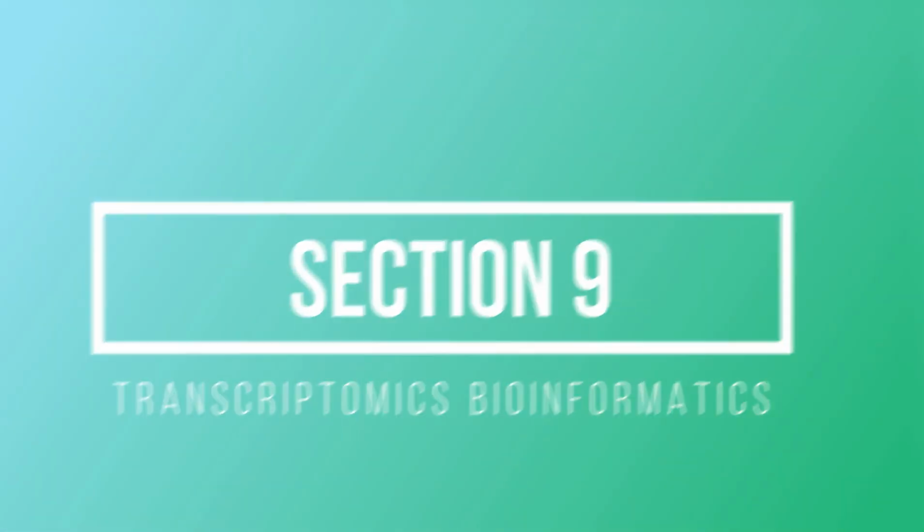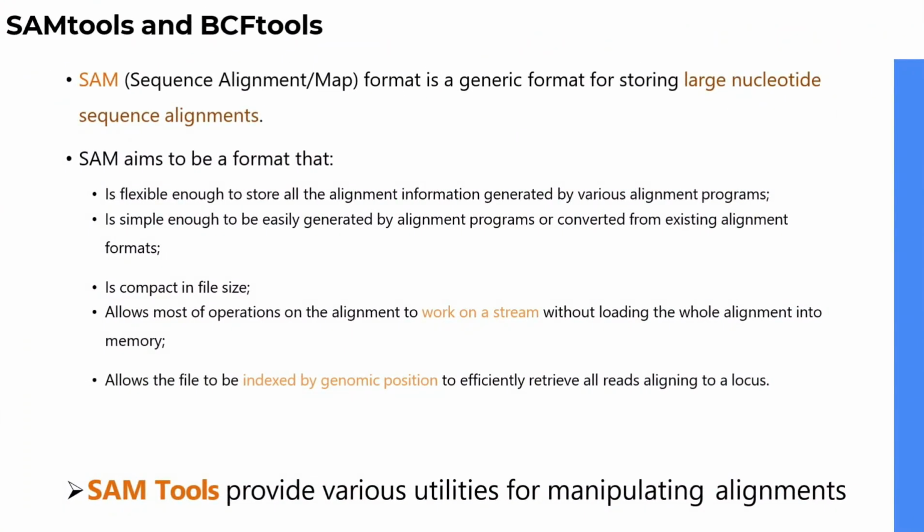Now that we have created a SAM file in the previous video, what basically is a SAM file? The Sequence Alignment Map format is a generic format for storing large nucleotide sequence alignments. SAM aims to be flexible enough to store all the alignment information generated by various alignment processes.